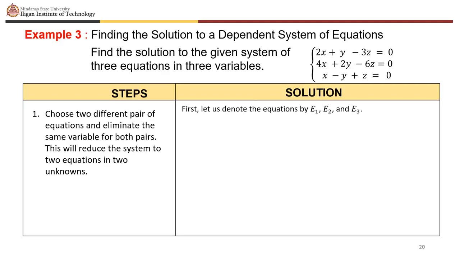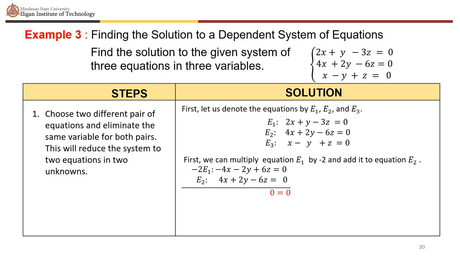First, let us denote the equations by e sub 1, e sub 2, and e sub 3. Denote e sub 1 as the first equation, 2x plus y minus 3z is equal to 0, e sub 2 as 4x plus 2y minus 6z is equal to 0, and e sub 3 as x minus y plus z is equal to 0.